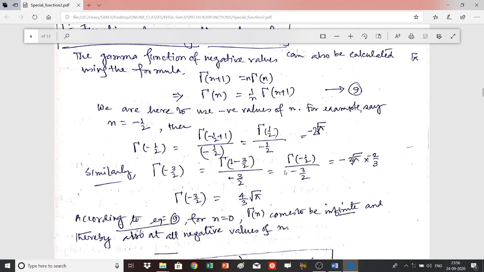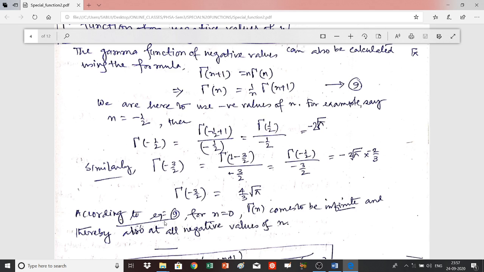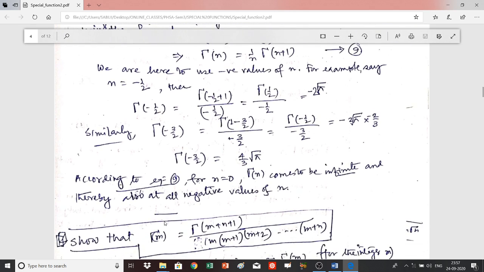And this will give you minus 3 by 2, and you know that minus 3 by 2 plus 1, so you know this value actually gives you minus half. And you are very familiar with the value of gamma minus half, that is minus 2 root pi. And using this value, you finally get 4 by 3 root pi.